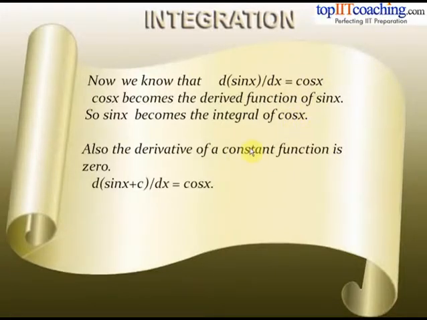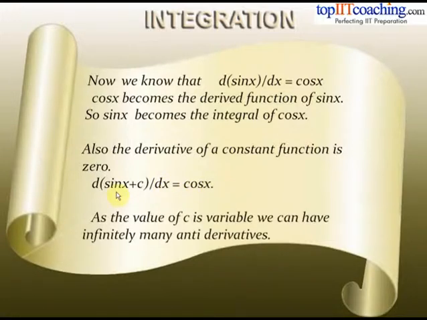But we also know that the derivative of a constant function is 0. So if I have the function sin x plus c, and if I differentiate it, then I get the differential as cos x. So the integral of cos x would be sin x plus c. Now as we see, c is a constant whose value can vary. So as the value of c is variable, we can have infinitely many antiderivatives. Thus we can say that the integral of any function has infinitely many values.